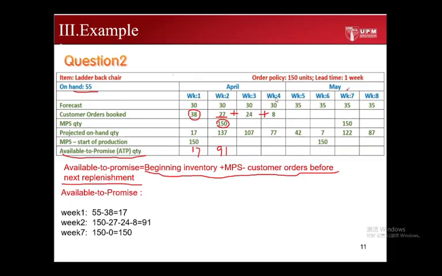The next, we need to calculate week 7. The ATP equals 150 minus 0, 0, equals 115.